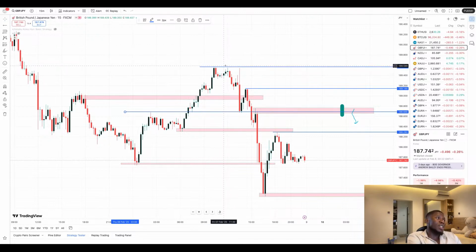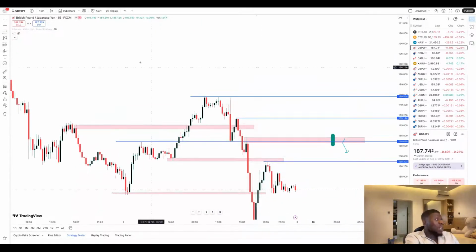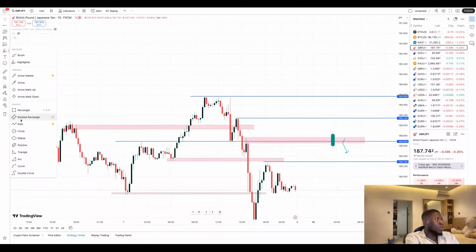We have a resistance here. This zone, we have a resistance here. This is much better, even though there was a struggle at this moment. But in terms of support and resistance, just mark an area that has a change in price. This is how support and resistance work.